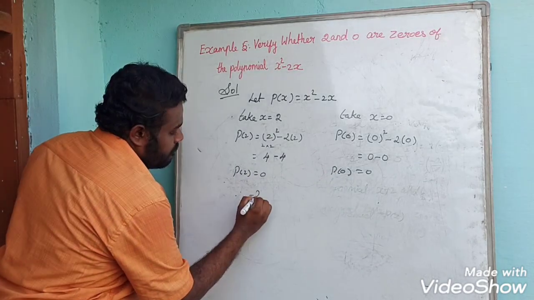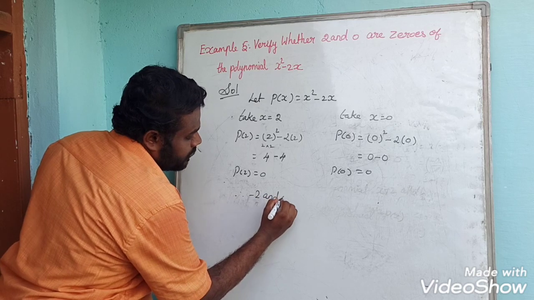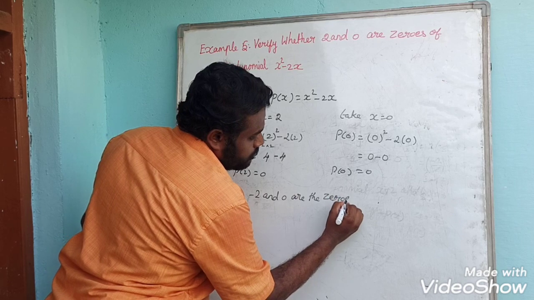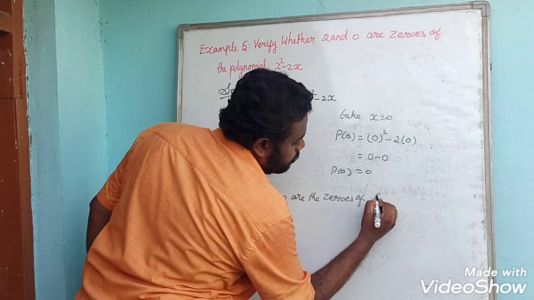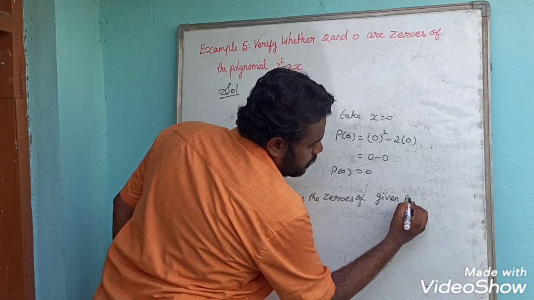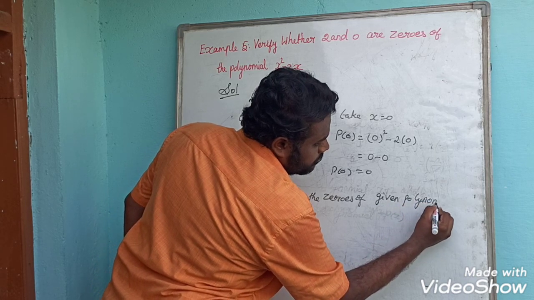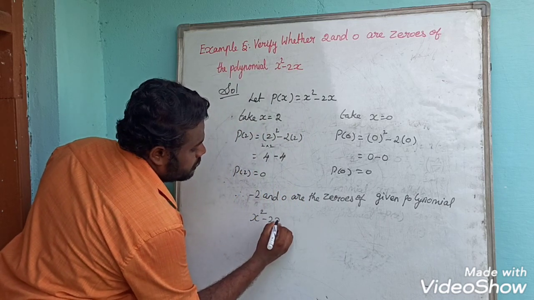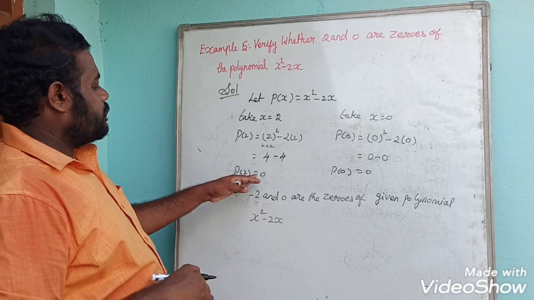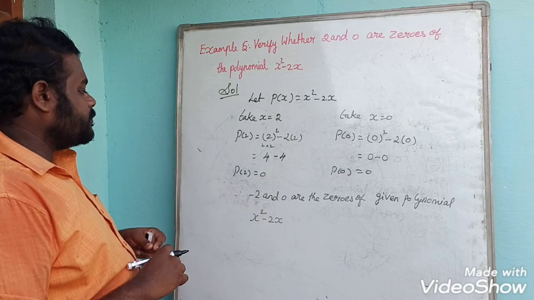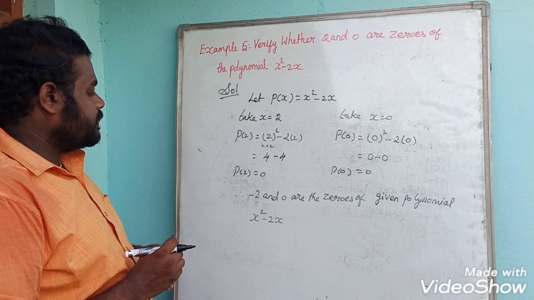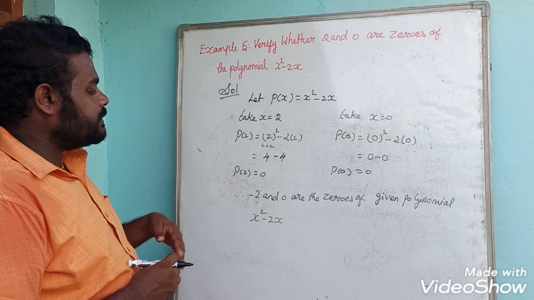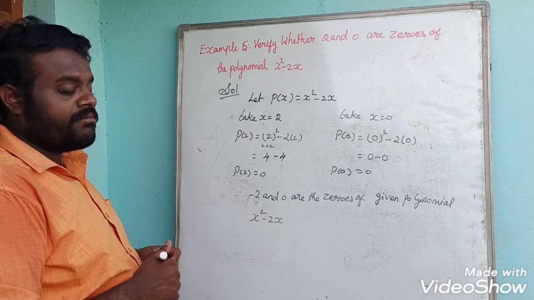Therefore, 2 and 0 are the zeros of the given polynomial x square minus 2x. So we get 0 for 2 values. We substitute 2 and 0, we get the final value 0. So we have checked whether it is verified. So 2 and 0 are the zeros of the given polynomial x square minus 2x.